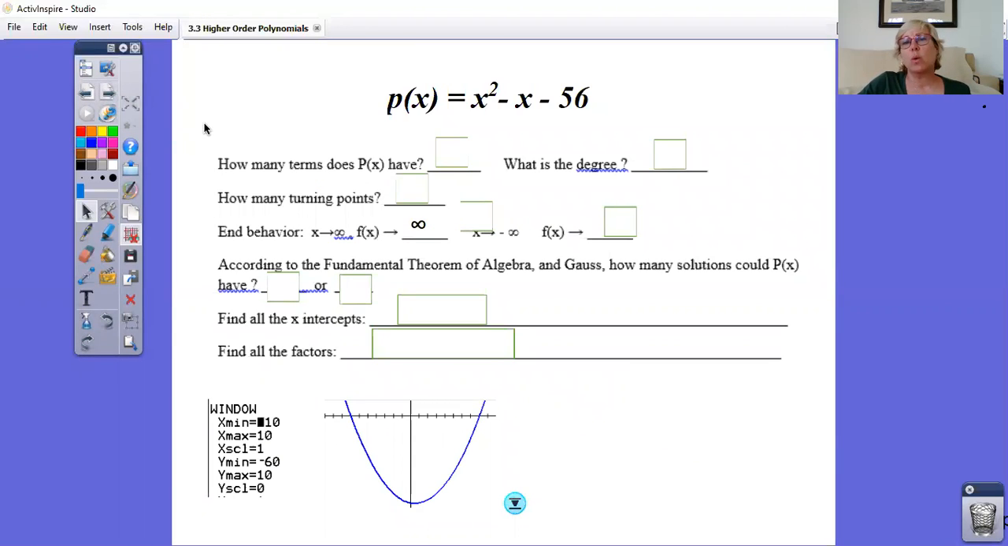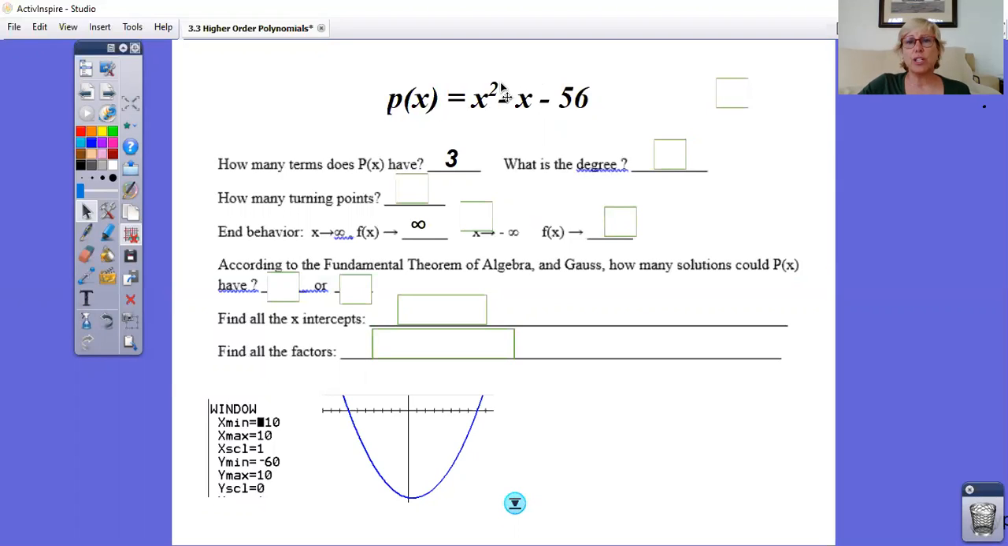Okay, so let's start out with a really nice quadratic polynomial, very simple, and they can ask you a whole bunch of different questions. I decided to graph it. You can see down here, I've got a nice little graph, and here's the window that I used. I used a y-min of -60, because I knew the y-intercept would be -56. So how many terms does this polynomial have? Remember, terms are separated by pluses or minuses, and so 1, 2, 3 terms for this polynomial.